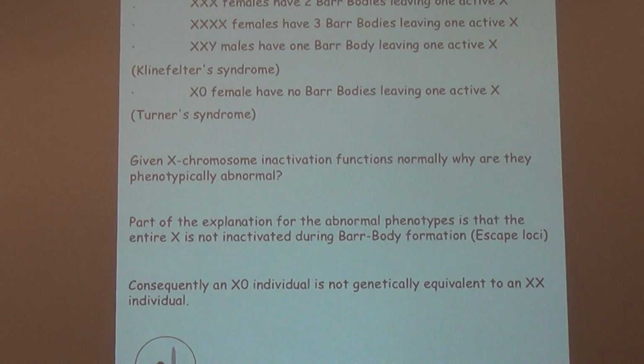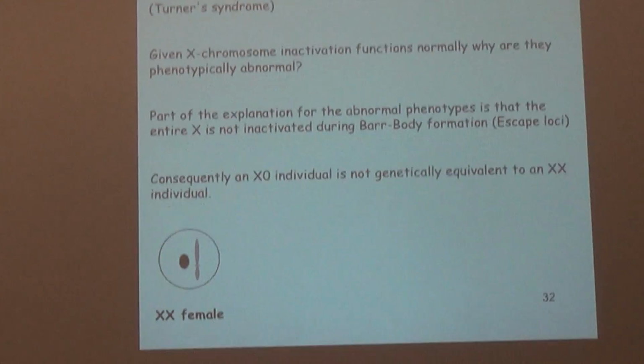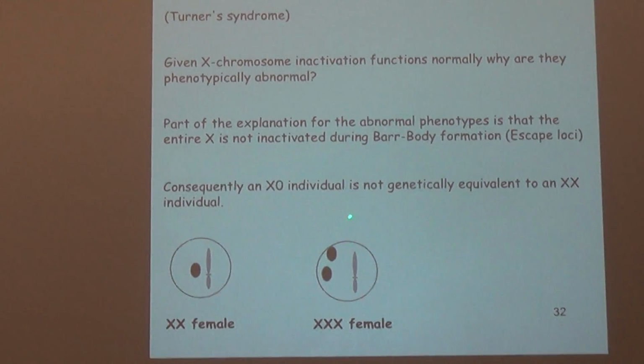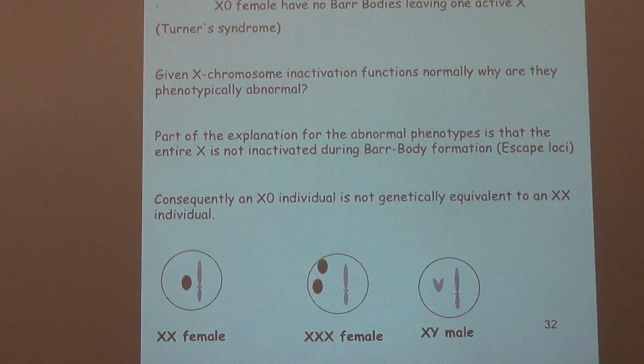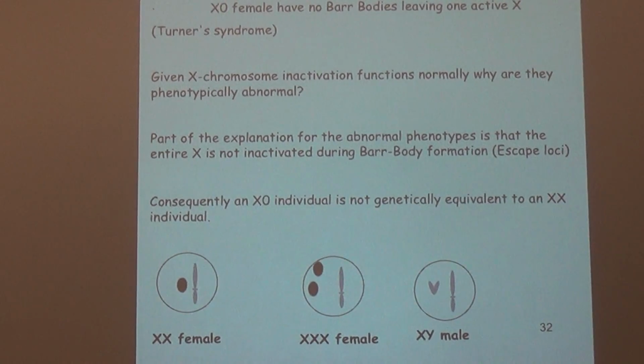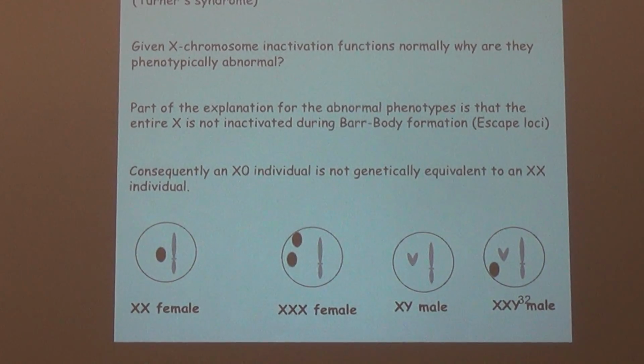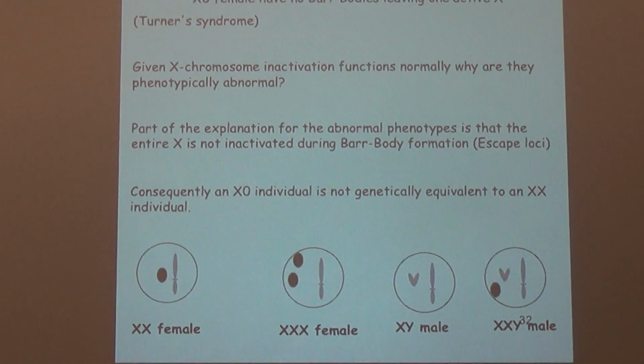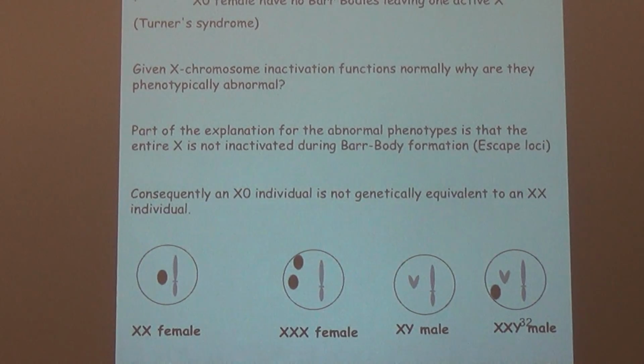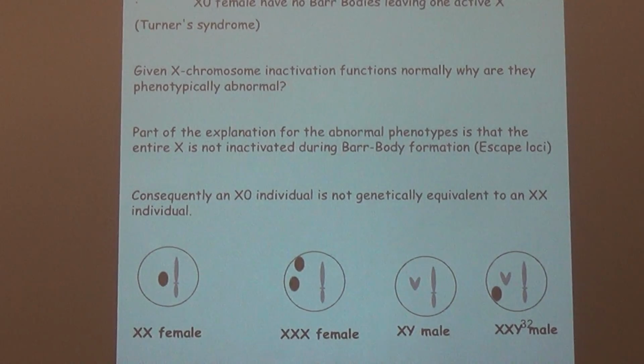So, X female, 1 Barr body. XX females, 2 Barr bodies. XY male, no Barr bodies. XXY male, 1 Barr body. So the cell has a mechanism that always compensates for X chromosome number, keeping one X active. So now what happens when you have Barr body formation with regards to the expression of particular genes that are present on the X chromosome?